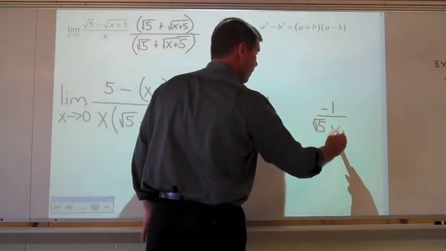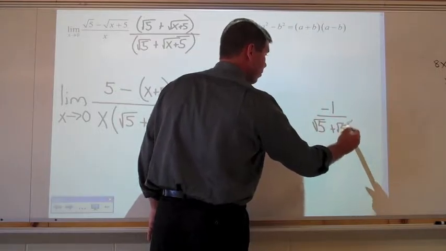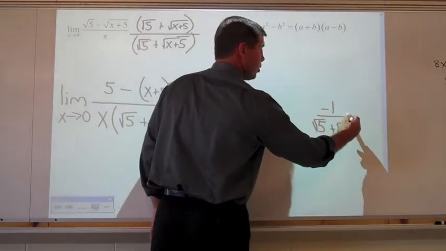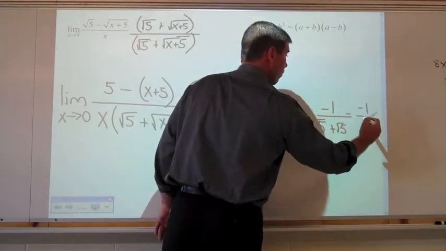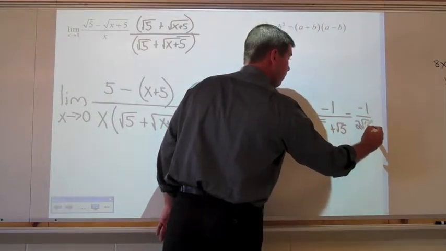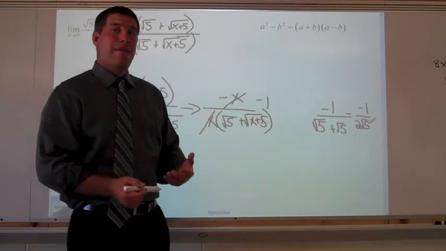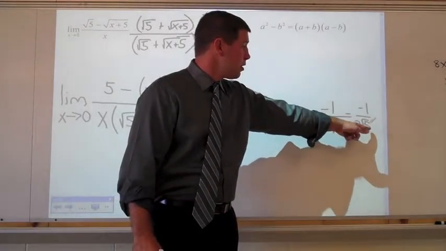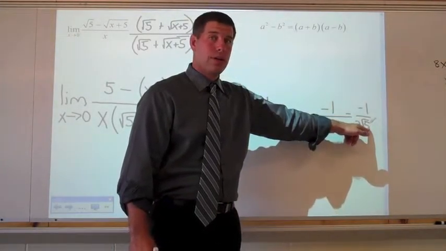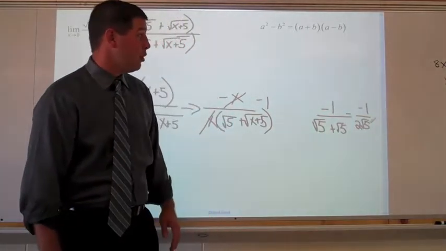plus square root of 5, which gives you negative 1 over 2 square roots of 5. If you wanted to, you could clear this square root of 5 out of the denominator. In this case, it doesn't really matter that much.